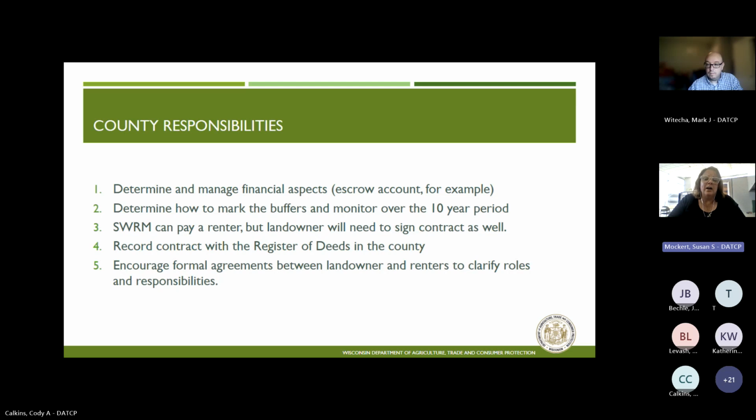period. Swarm can pay a renter, but the landowner will still need to sign the contract as well, and the contract will be recorded with the Register of Deeds in the county. This is not a have to, this is a suggestion. We would suggest more formal agreements between landowners and renters to clarify roles and responsibilities in case a renter leaves after a contract has been signed during that 10-year period, just to lay it all out up front, because it is a longer period than we usually deal with cropping practices in Swarm. Next slide, please.